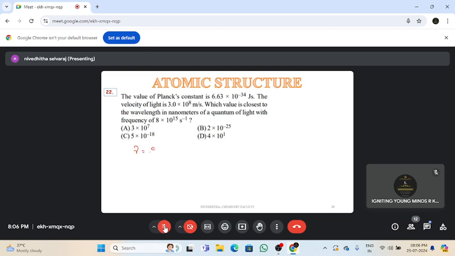Nu is equal to c by lambda. Here we have to calculate the value of lambda. So lambda is equal to c by nu. So c is 3 into 10 power 8 meter per second, and the frequency is 8 into 10 power 15 second inverse. So second inverse and second inverse will get cancelled out. So you have to simplify this and find the value of lambda in terms of nanometer. Divya's answer is option B.